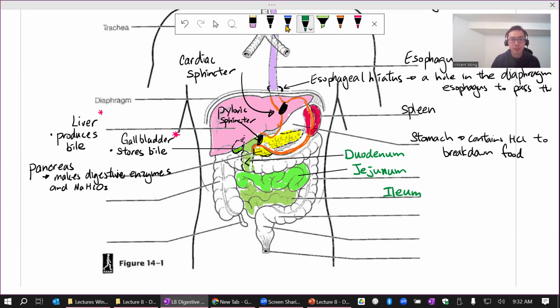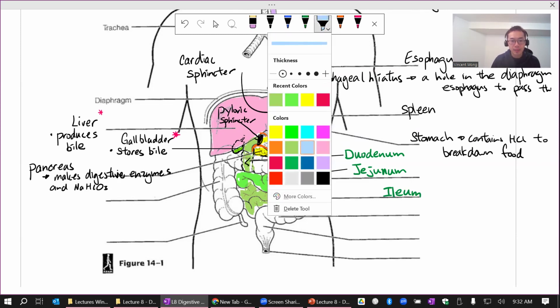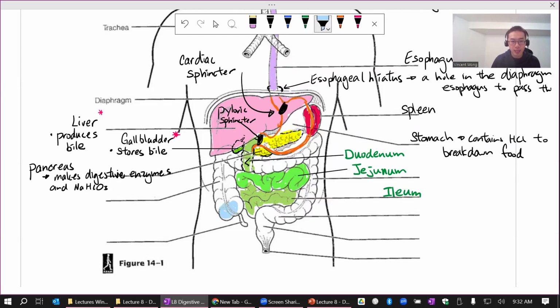Then we're going to move on to the large intestine. And I'm going to do different shades of blue every time we change the section. So the first part that comes off is this big part right here. Okay, that we also have to add our own label, is the cecum. Cecum. It's the first part of your large intestine.